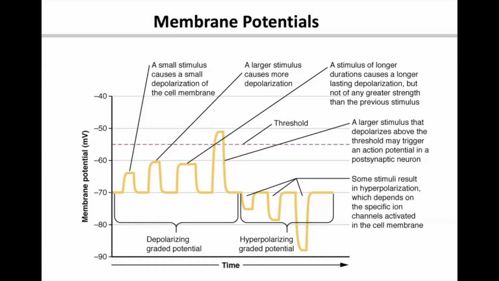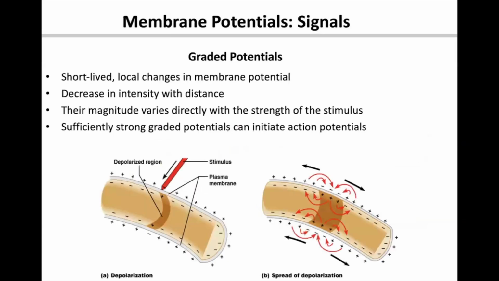The local potentials are decremental, meaning they get weaker as they spread from the point of origin. They decline in strength, partly because sodium leaks back into the cell through the channels along its path, and partly because as sodium spreads out over the plasma membrane and depolarizes it, potassium flows out and reverses the effect of the sodium inflow. I'm going to explain that in the next slide so that it makes sense.